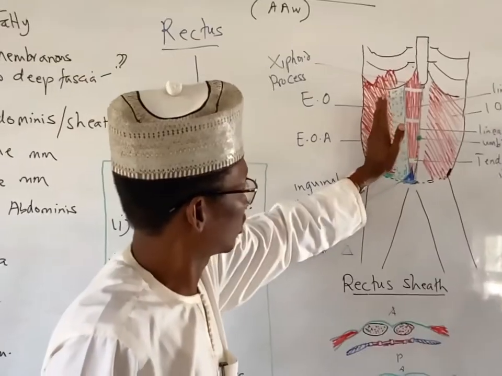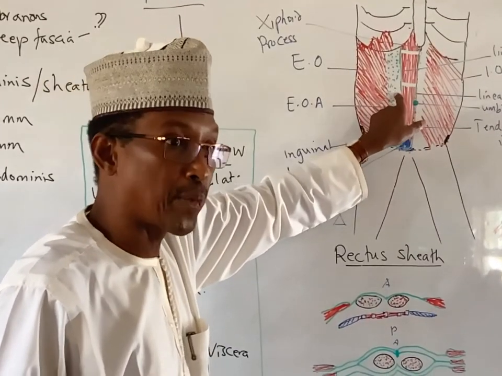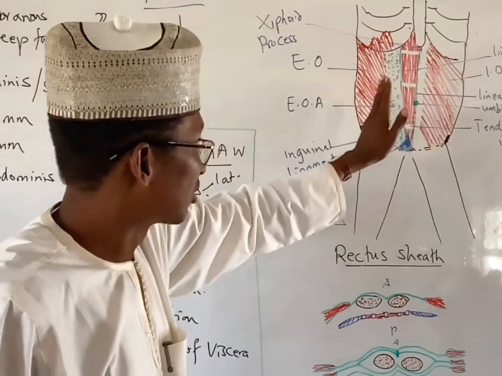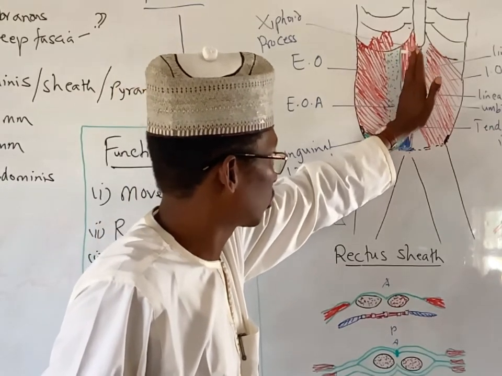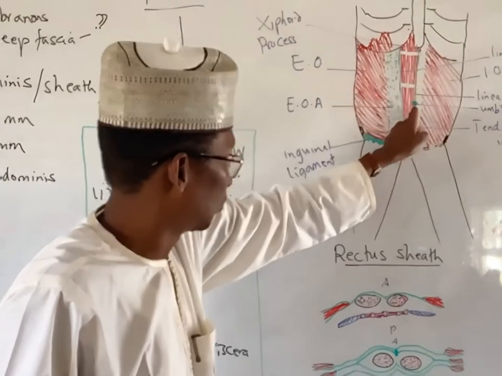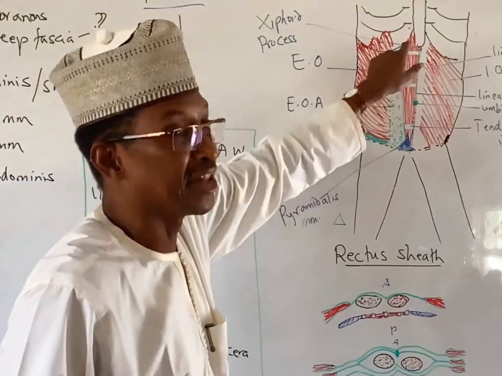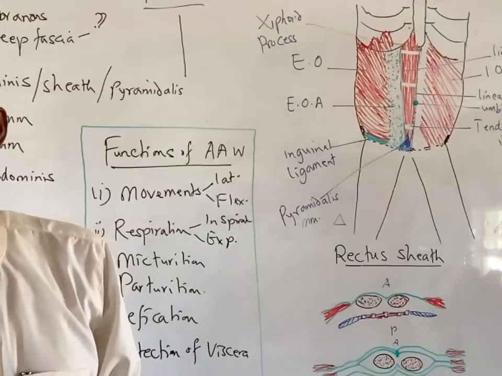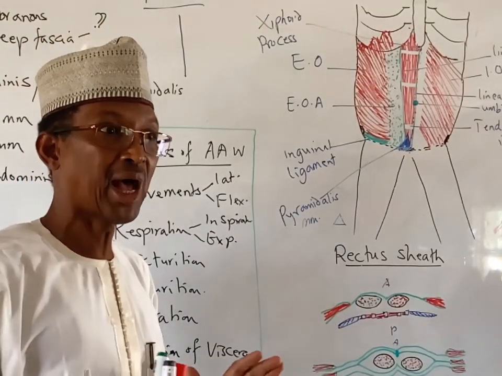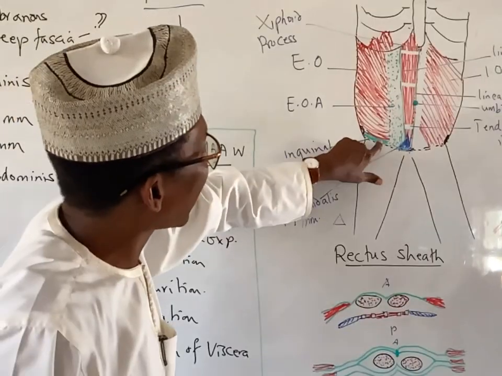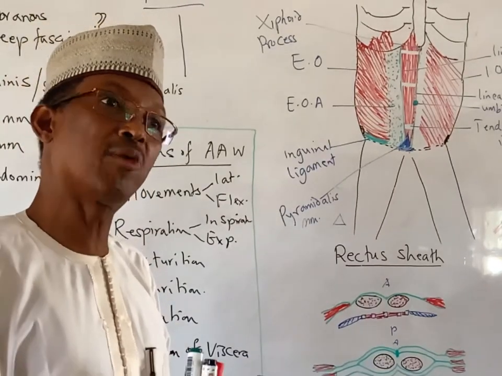And so it passes towards the midline and gets inserted through the aponeurosis into the midline. That means the external oblique muscle inserts in the midline through its own aponeurosis. We will see how when we discuss the rectus sheath. Are you clear?